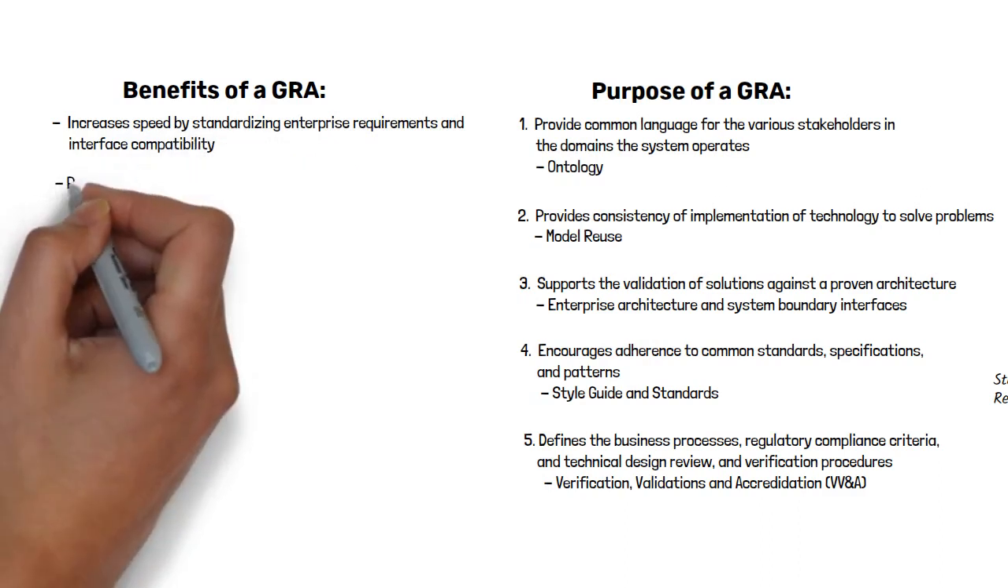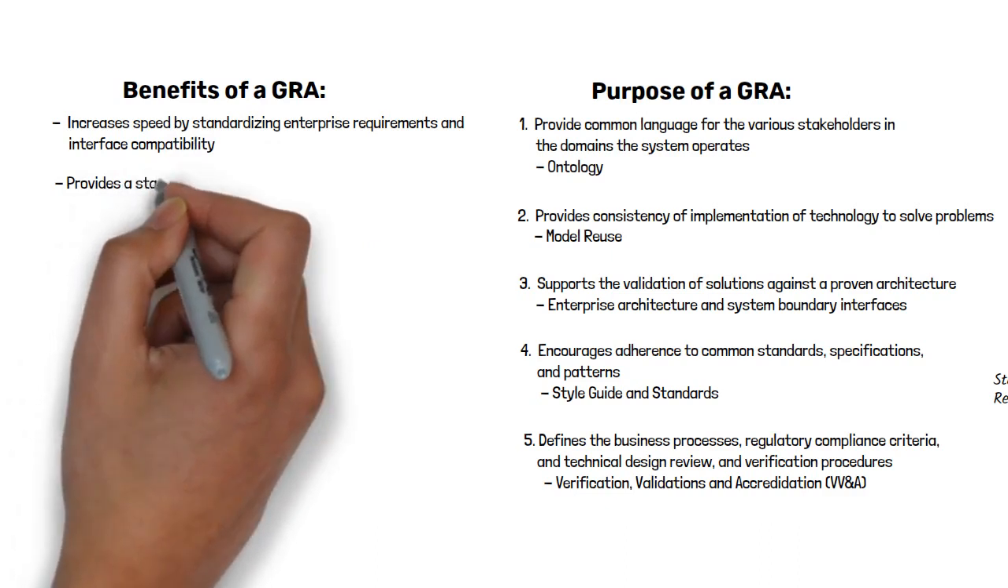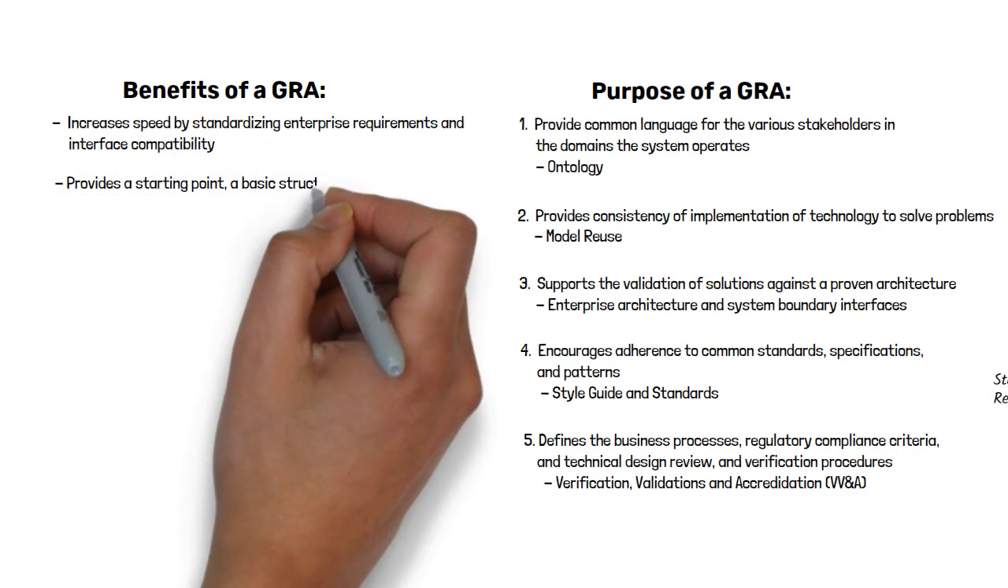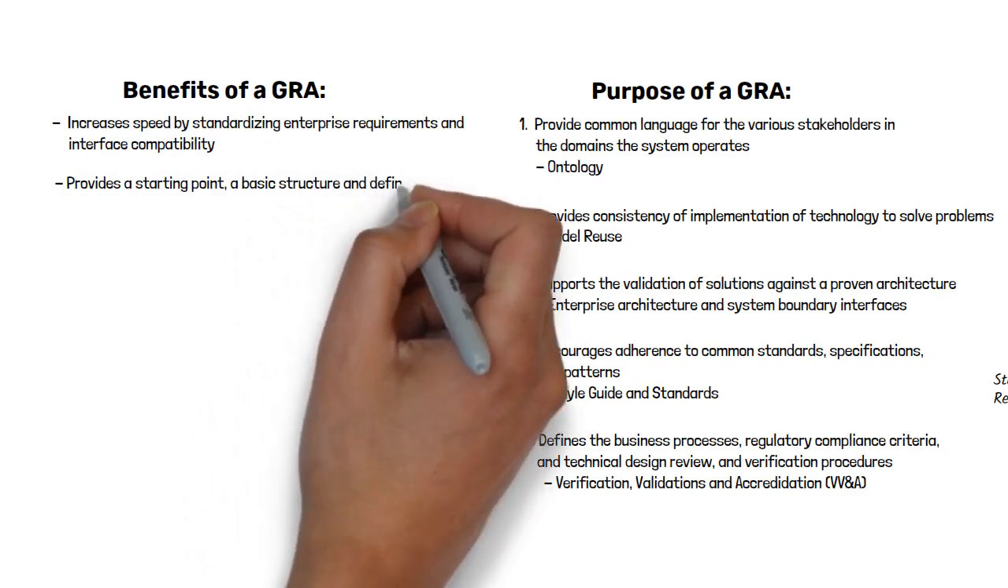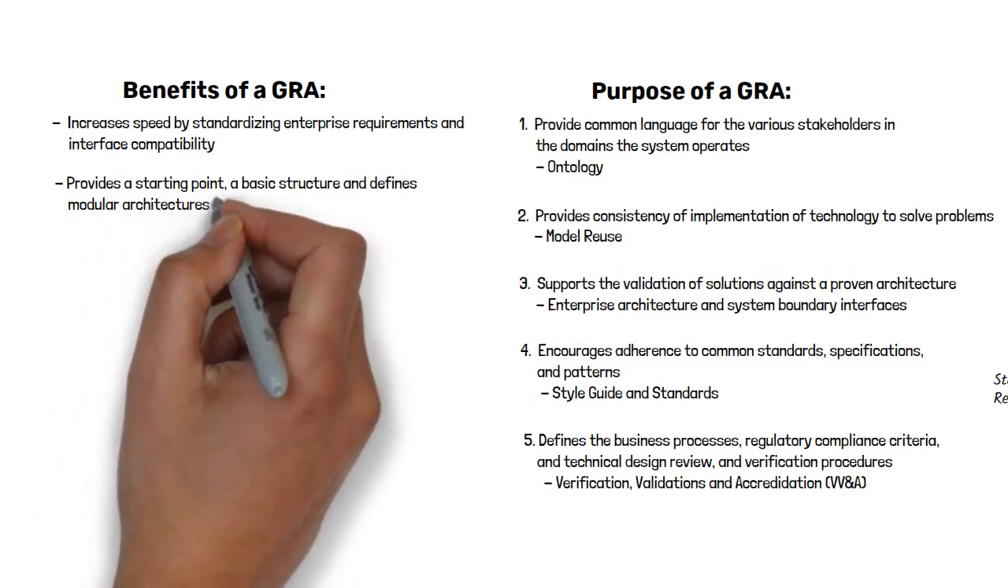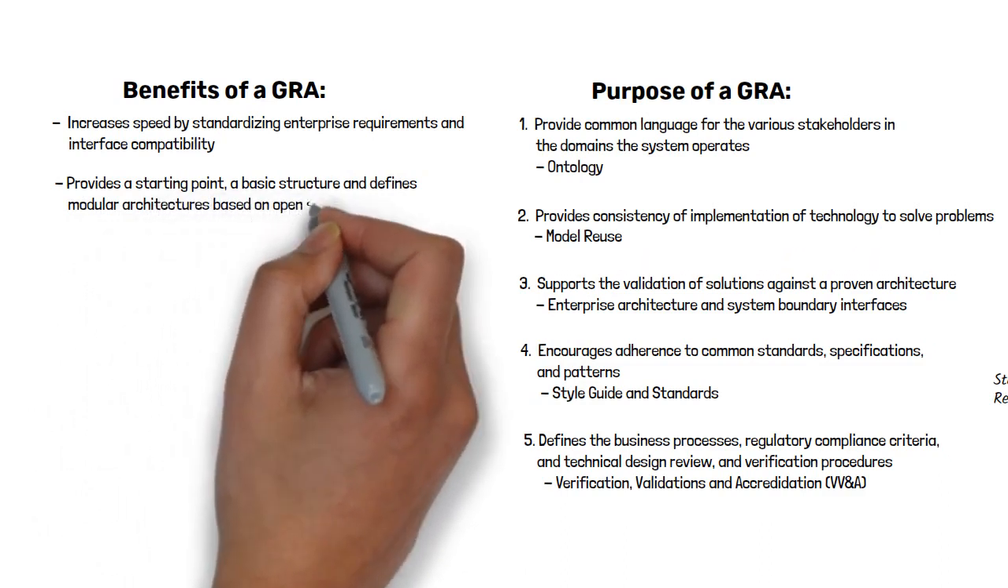Next, the GRA provides a starting point for the basic structure of a system, or defines the modular architecture of a system. Of course, the architecture should be based on open standards to implement the MOSA concept, but the GRA can be used to communicate the preferred structure for the system to the bidding contractors.